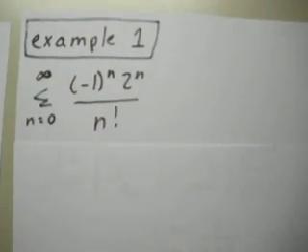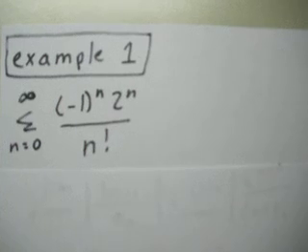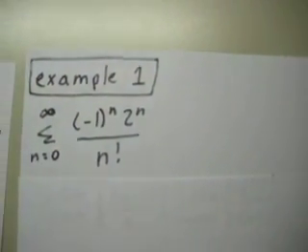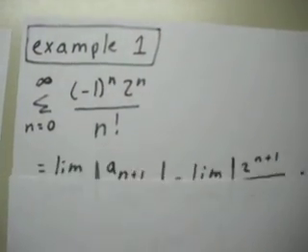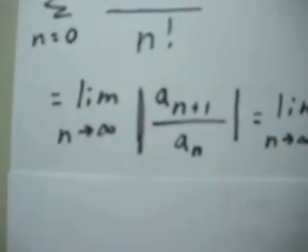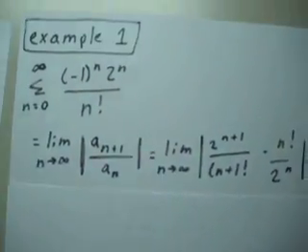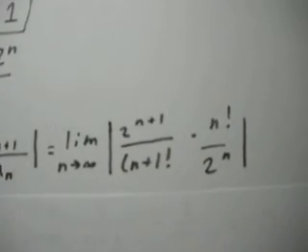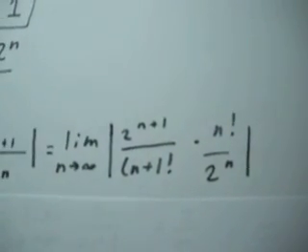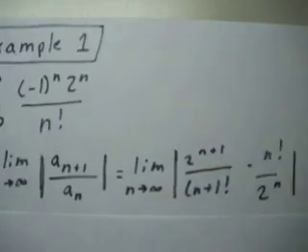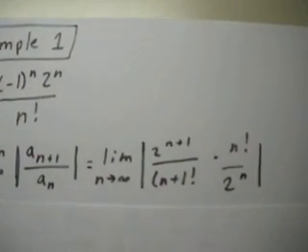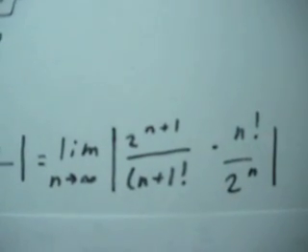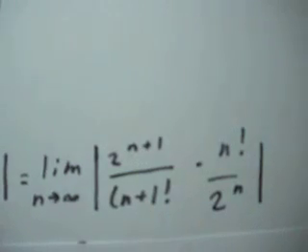This is what we're given: the series from 0 to infinity of (-1)^n times 2^n over n factorial. So the first step, remember, here's what we're going to do. First we're going to turn it into a limit as n approaches infinity, and for each n we're going to plug in n plus 1, and then since it's a division problem we're going to multiply by the reciprocal of the original, giving us 2^(n+1) over (n+1) factorial times n factorial over 2^n.